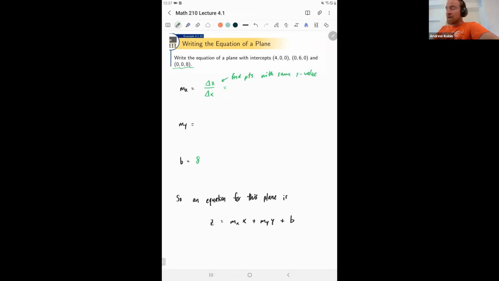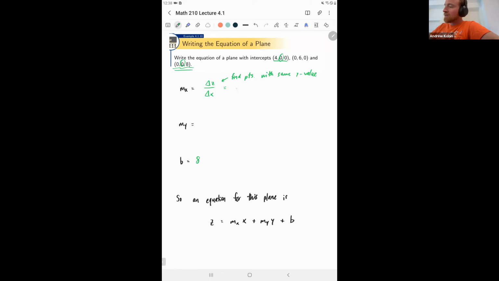Again, the reason is if I want to compare rise over run for x and z to compute mx, I need to fix or don't change the y component. Well, among these 3 points, do we see any with the same y component? Yeah, this 4, 0, 0 and 0, 0, 8 both have identical y components. So we'll use those to compute our rise over run.